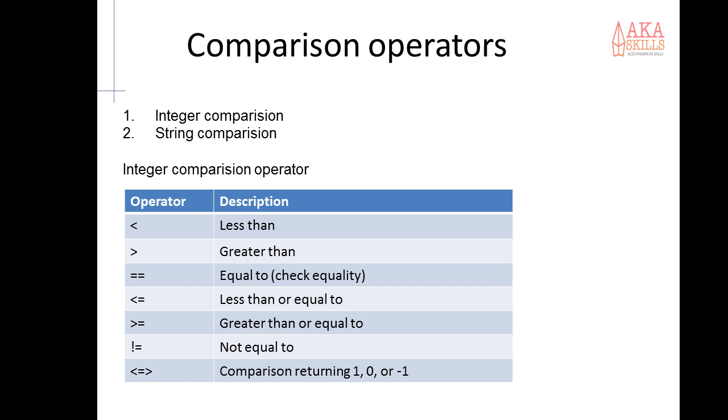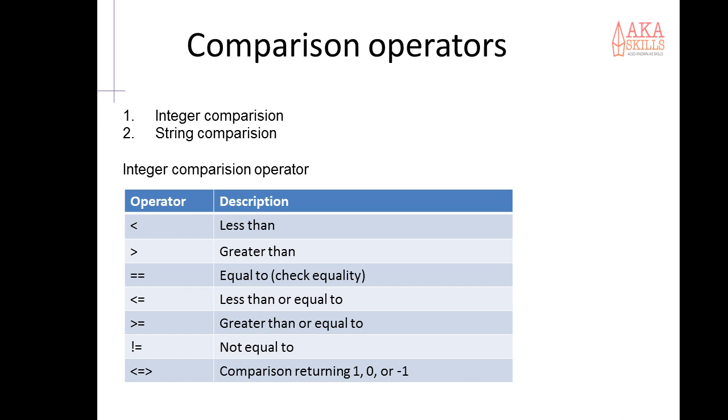So double equal to is basically to check whether, for example, $a is equal to $b. If both the values are the same, then it evaluates to true, else it evaluates to false. So it is basically an equality check. Then we have less than or equal to, greater than or equal to, and not equal to, which says that my first integer is not equal to the second integer.